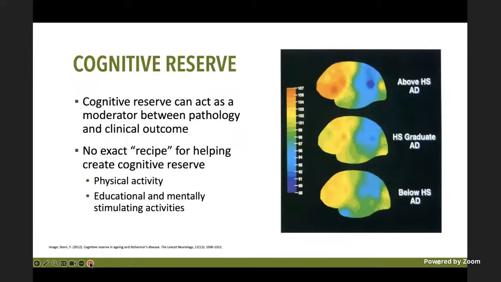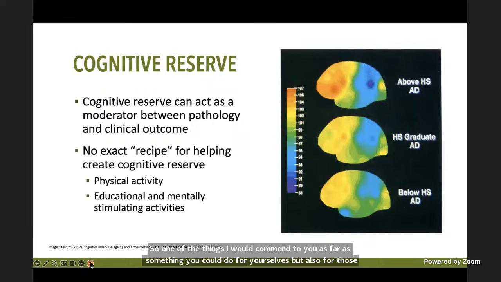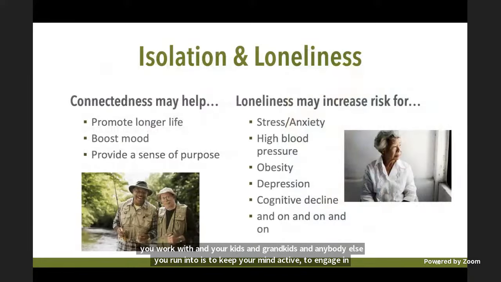And that includes something like physical activity, which is important to keep vasculature and the brain healthy and that good supply of oxygenated blood up there. And then also, again, to engage in those educational and mentally stimulating activities.